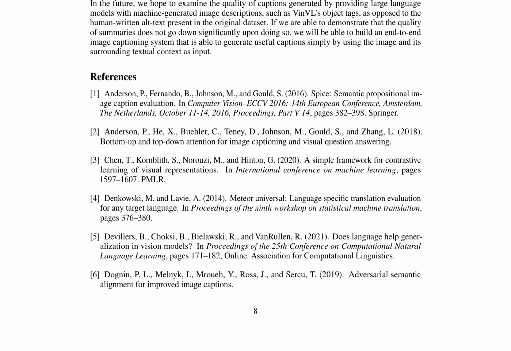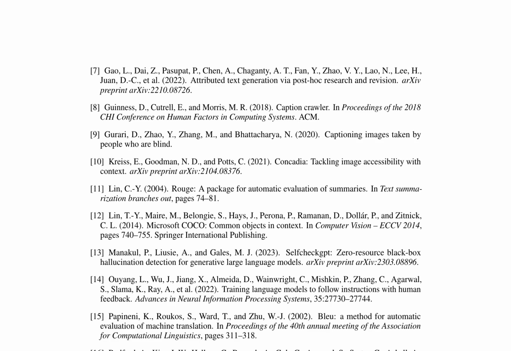quality of captions. This research paper explores attributed text generation via post-hoc research and revision, focusing on enhancing the accessibility of visual content, particularly for images taken by individuals who are blind. The authors leverage advanced techniques in machine learning and artificial intelligence, drawing upon studies and tools like Caption Crawler, Concadia, and CIDEr. They emphasize the role of language models in generating high-quality captions, referencing the Microsoft COCO dataset for evaluation.